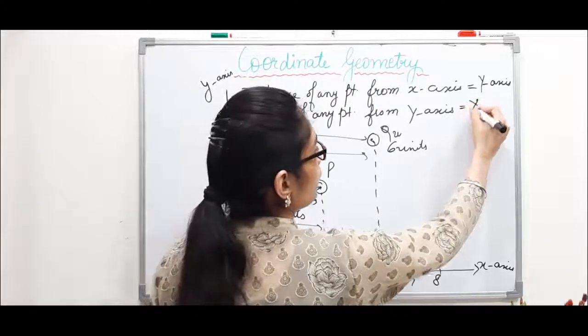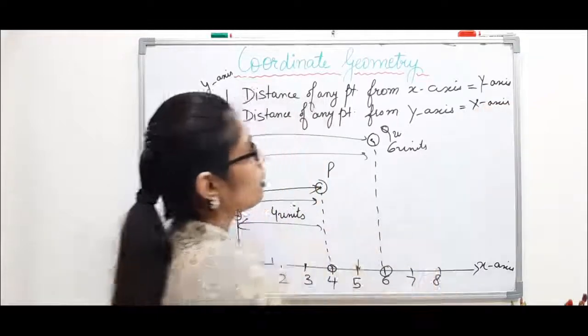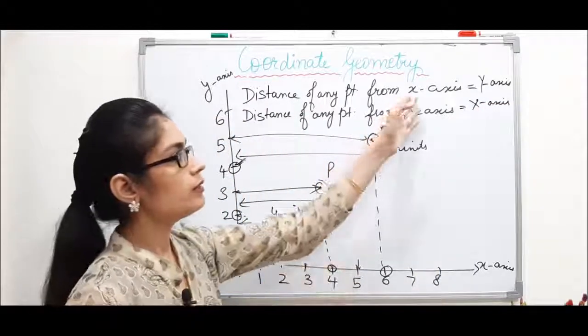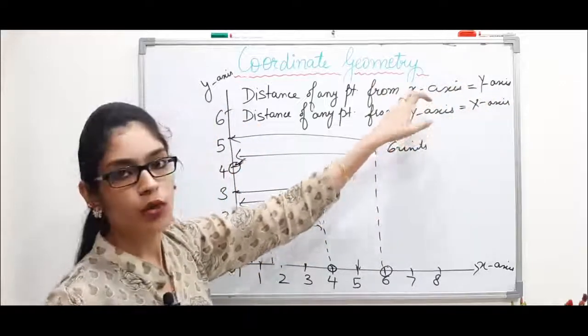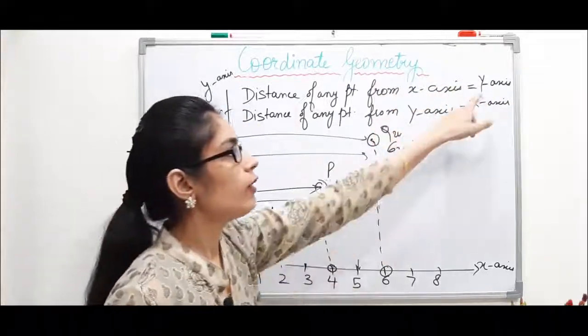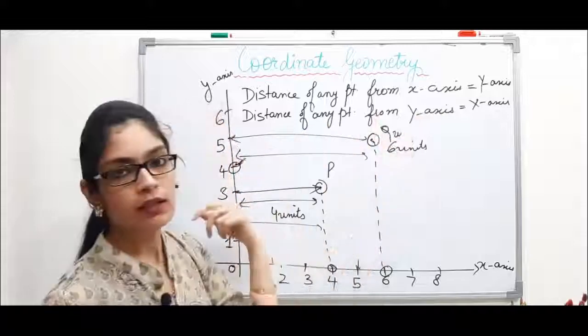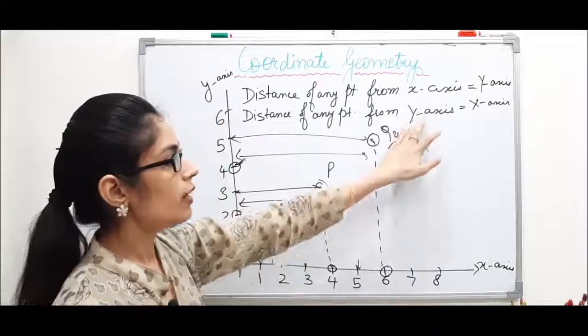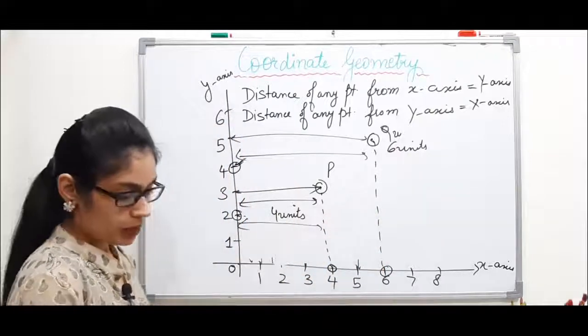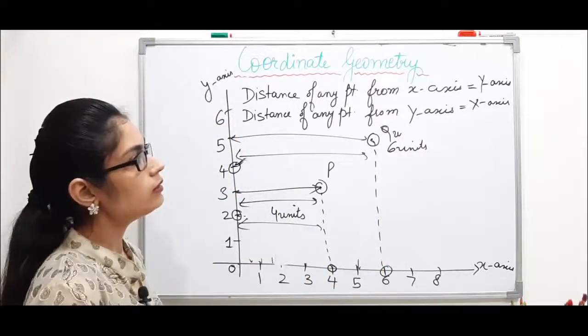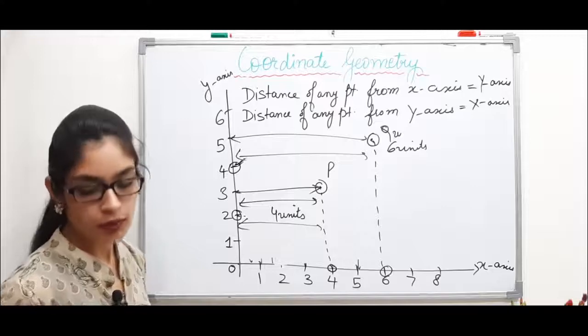So you can remember in this way also, whenever you are finding a distance from any axis, you can find that distance on opposite axis. If you are finding a distance from x-axis, you can get that value on y-axis, and if you are finding a distance of any point from y-axis, you can get that value on x-axis. I have shown you also. Now this was about the distance of any points from x or y-axis.